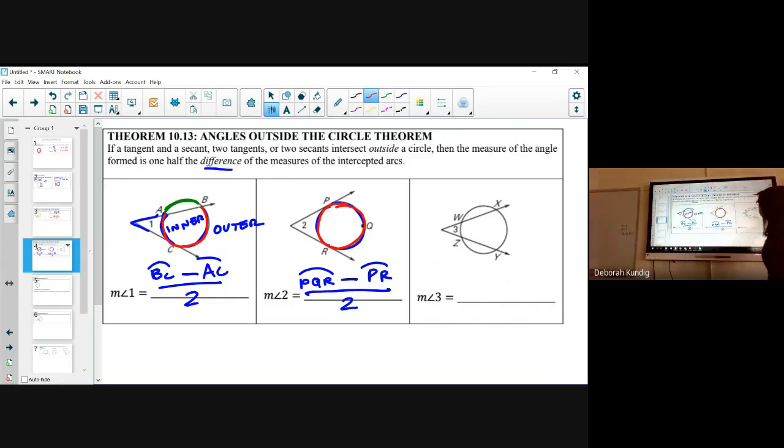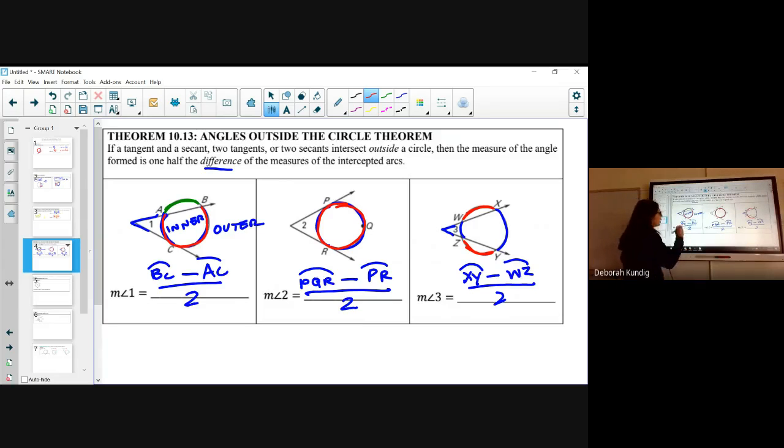And a secant and a secant, again, it's still going to be outer minus inner, divided by 2, and that is going to be equal to angle 3 right there. And since this is a secant, we will not be using this piece or this piece of that circle.